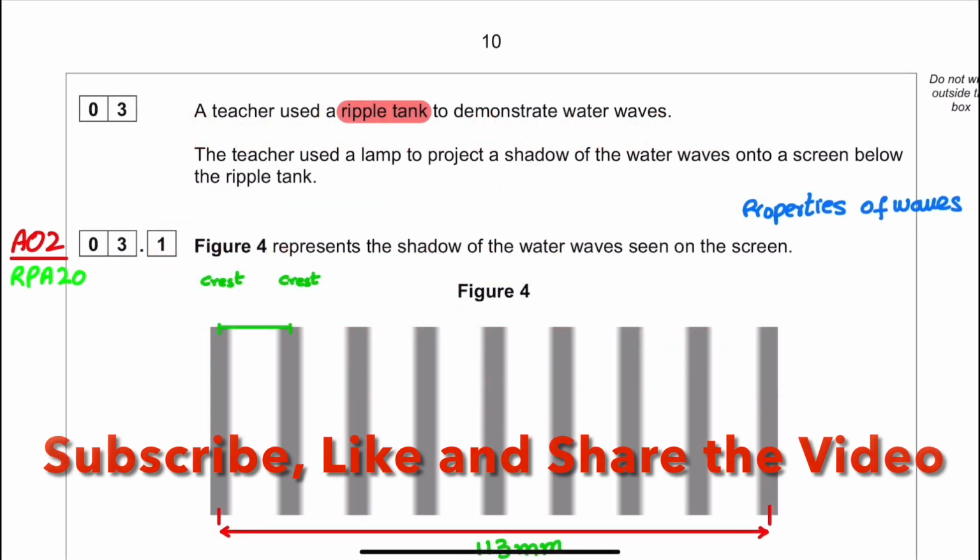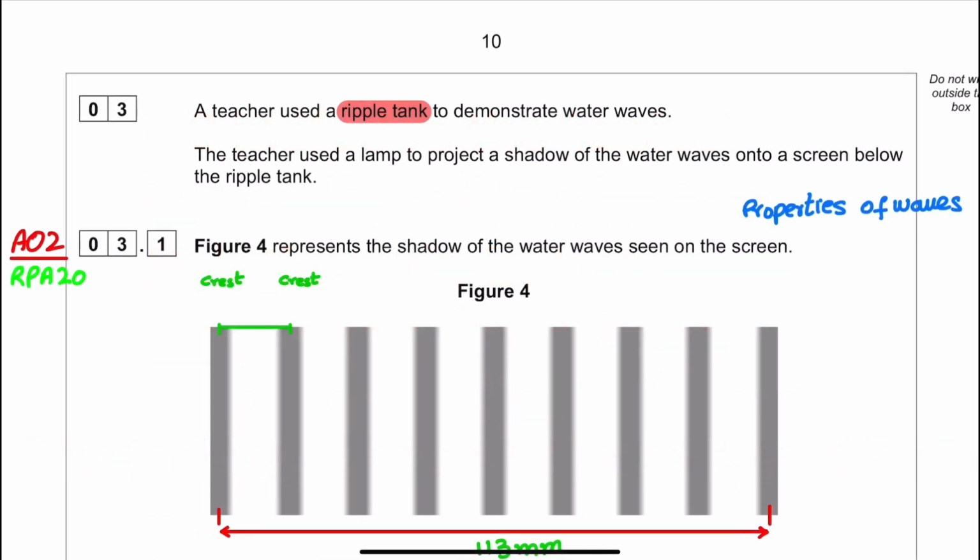Question number 3. Our teacher used a ripple tank to demonstrate water waves. The teacher used a lamp to project a shadow of water waves on a screen below the ripple tank. 3.1 is an AO2 question and it is from required practical activity number 20, and this topic is from properties of waves. If we see figure number 4, which shows the shadow of the water wave on the screen below the ripple tank, we can see the total distance from this wave to this wave that we have measured with the help of the ruler, and that is approximately 113 millimeter.